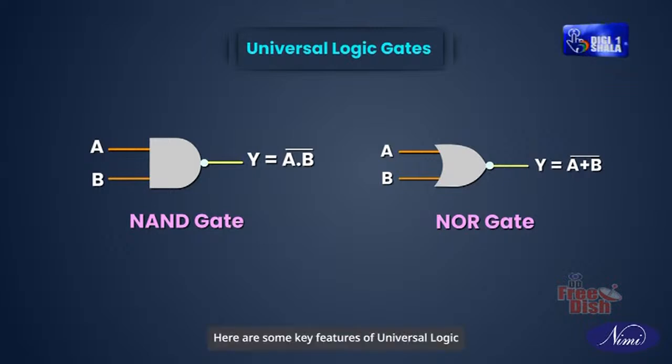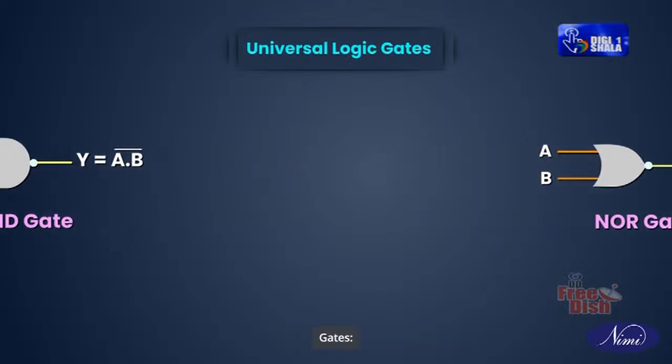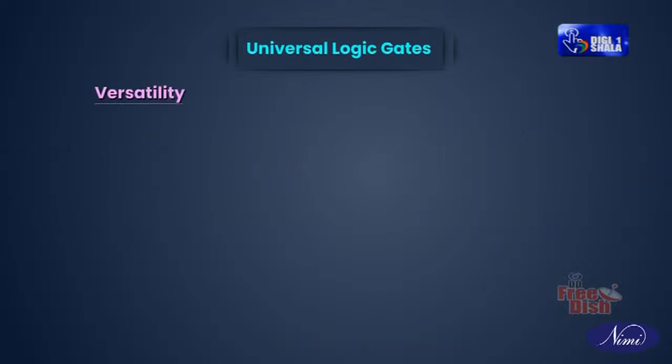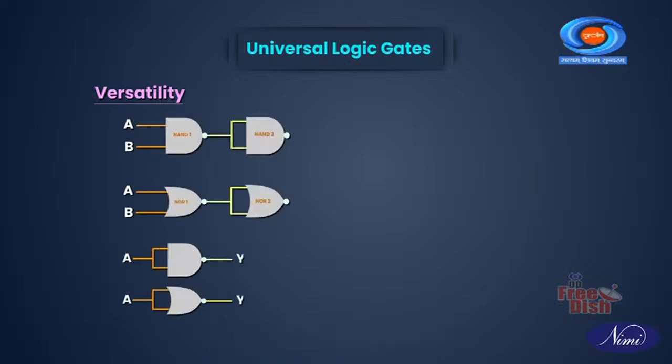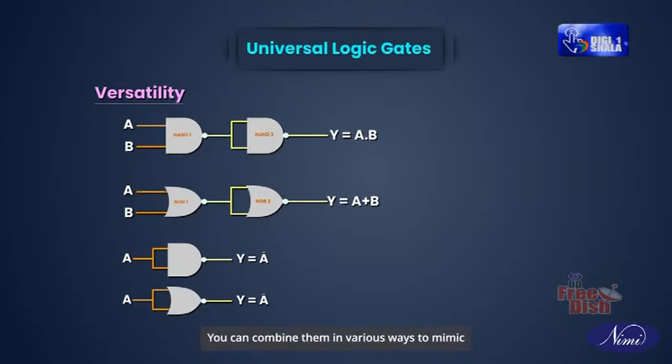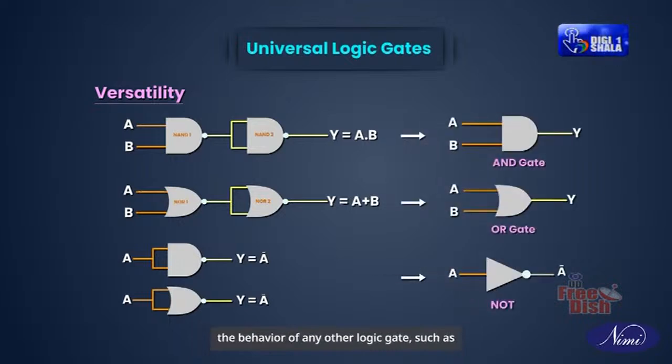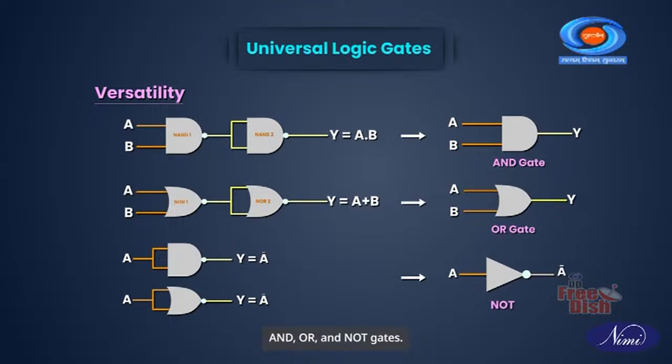Here are some key features of universal logic gates. Versatility. The key feature of universal logic gates is their versatility. You can combine them in various ways to mimic the behavior of any other logic gate such as AND, OR, and NOT gates. This makes them extremely useful in designing complex digital circuits.